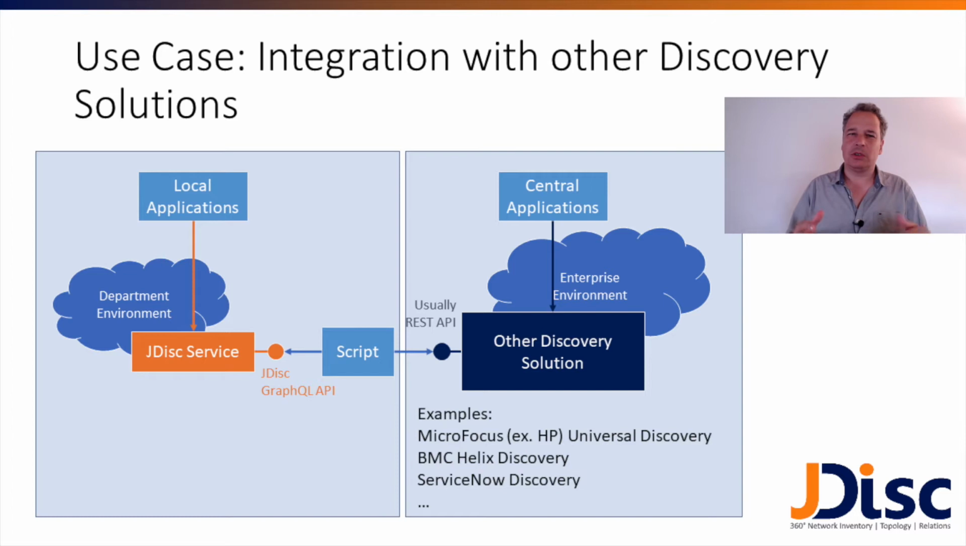Now suppose you've bought JDisc Discovery for your department because you know it's working well and anyhow it's cheaper than any other solutions that the central IT is using on the other side for discovering central applications and a central IT environment. So they might be using some of the large IT management solutions that have some discovery module attached to it. So something like the former HP, now Micro Focus Universal Discovery, or BMC Helix Discovery, or ServiceNow Discovery. I'm not saying that any one of these is bad, but you decided otherwise, so you are like the small department that does otherwise.